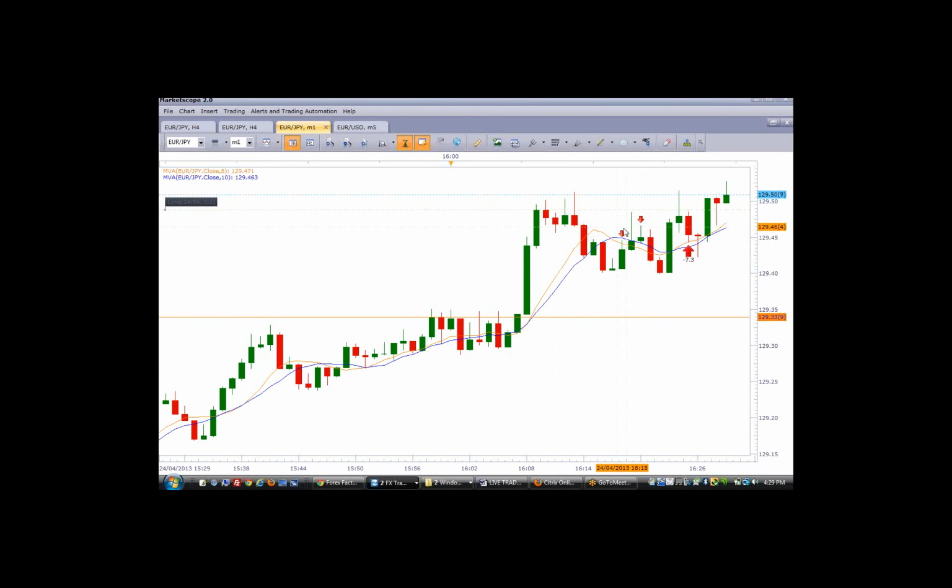Okay, went in short the euro yen at this point right here. It was too fast. It should be in this candle, but it was too fast. I pulled the trigger here, and then it went down here and closed right up here, 2 candles above, and then went long on this candle right here, and still in the long position at the moment.